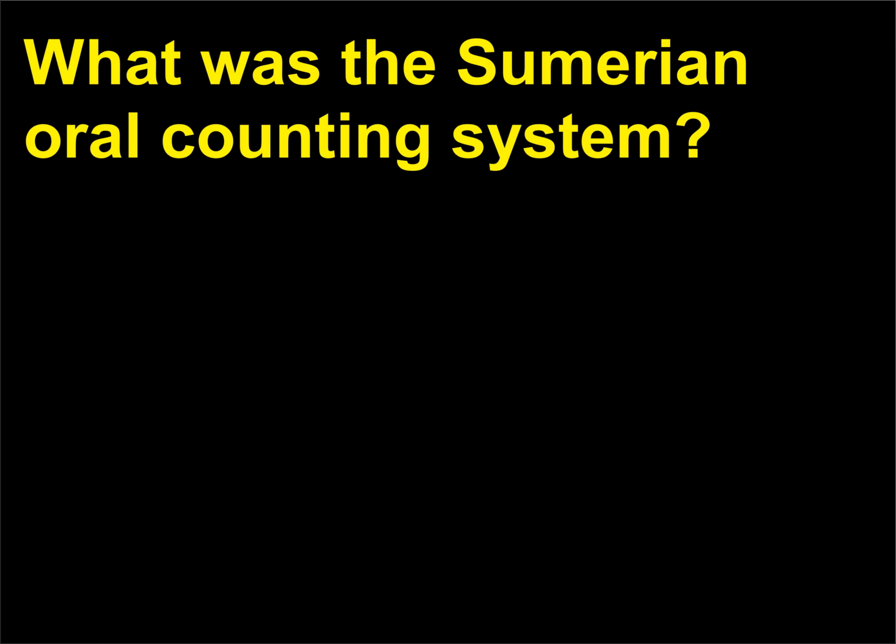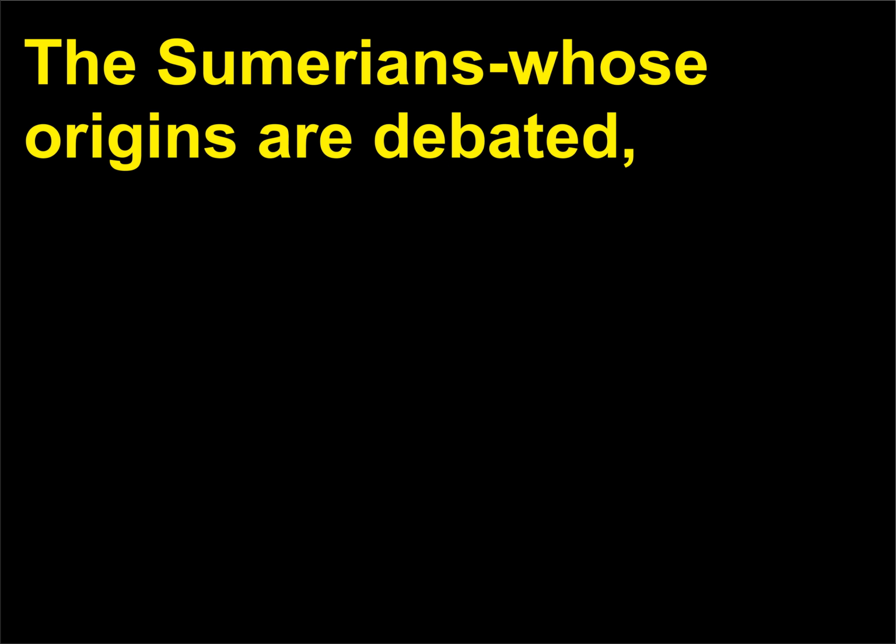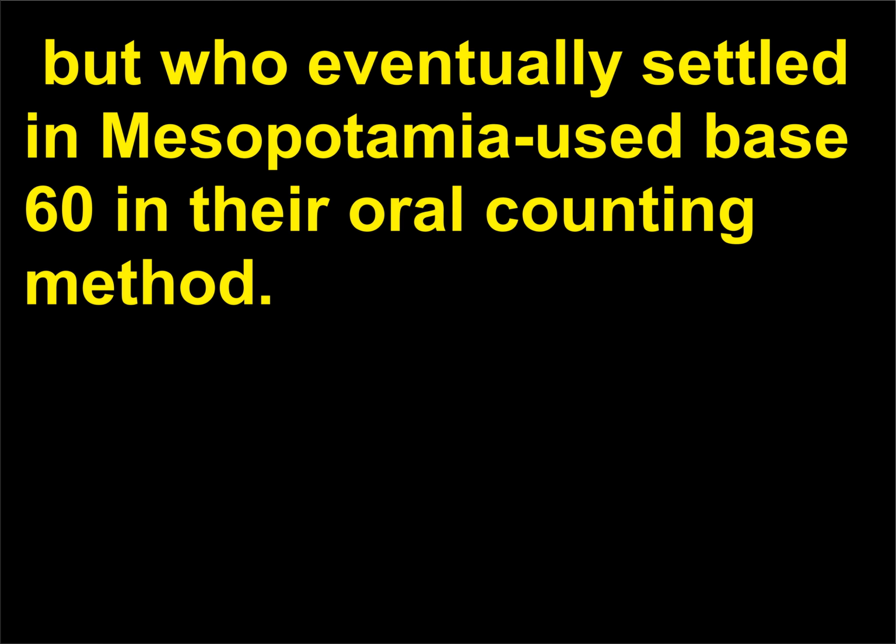What was the Sumerian oral counting system? The Sumerians, whose origins are debated, but who eventually settled in Mesopotamia, used base 60 in their oral counting method.